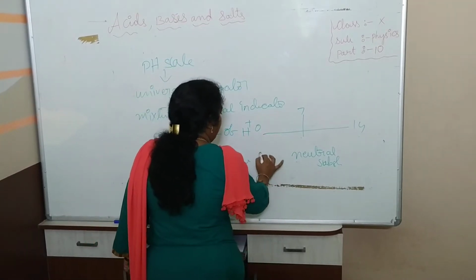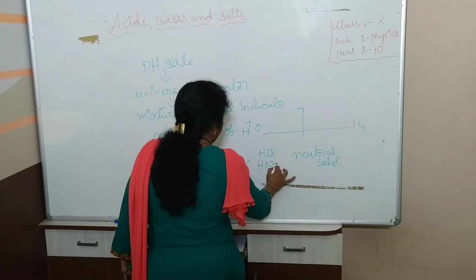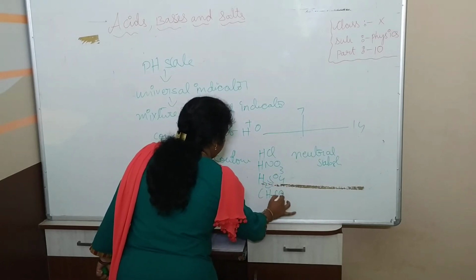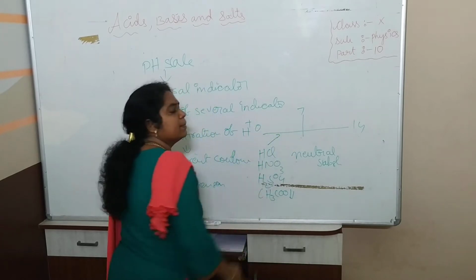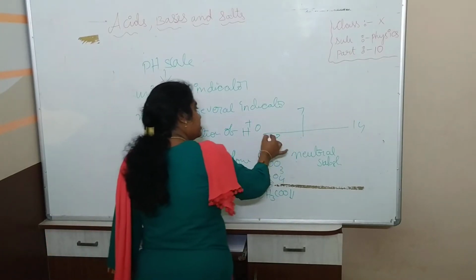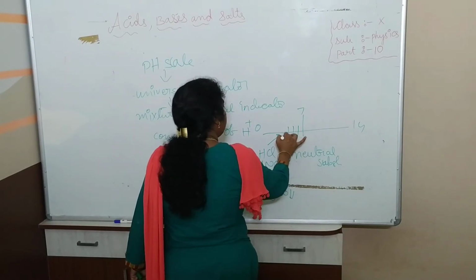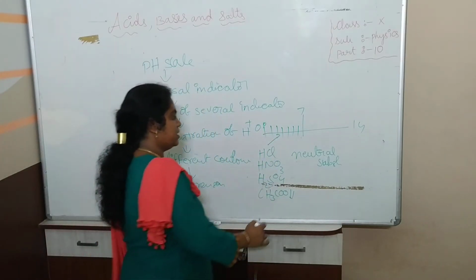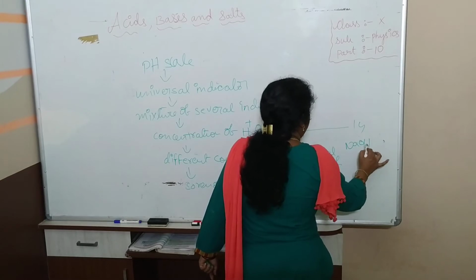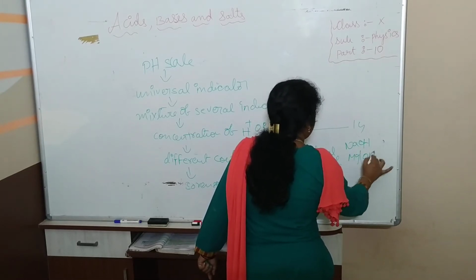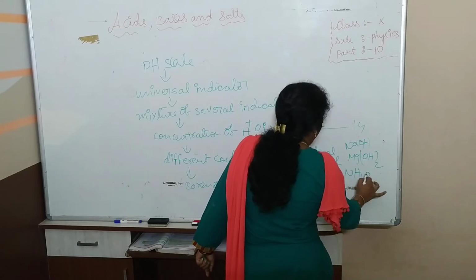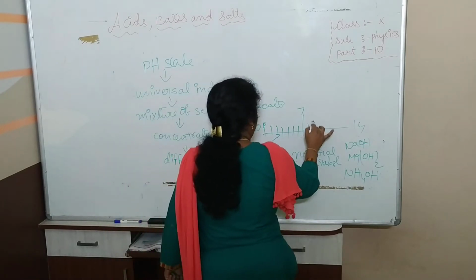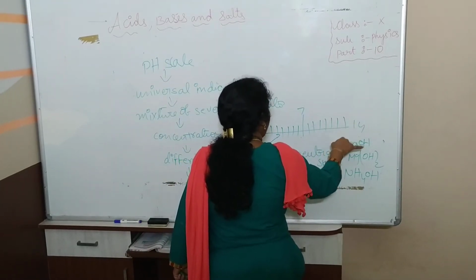All our acids like HCl, HNO3, H2SO4 (sulfuric acid), acetic acid CH3COOH, all these come under acids which have pH less than 7. That means maybe 6, 5, 4, 3, 2, 1, or maybe even 0. And all the bases like NaOH, Mg(OH)2, NH4OH, all these have pH above 7. So it may be 8, 9, 10, 11, 12, 13, or 14, whatever it may be.